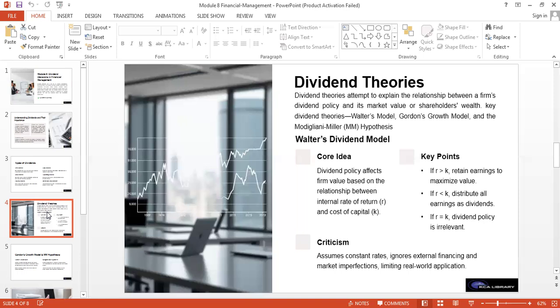And there are criticisms of this theory: it assumes a constant rate of return, and ignores external financing and market imperfections, also limiting real-world application. These are the criticisms of the theory.